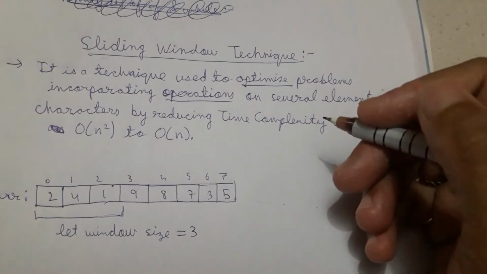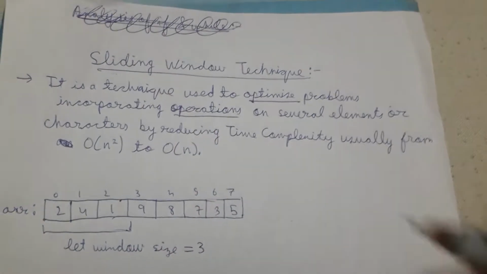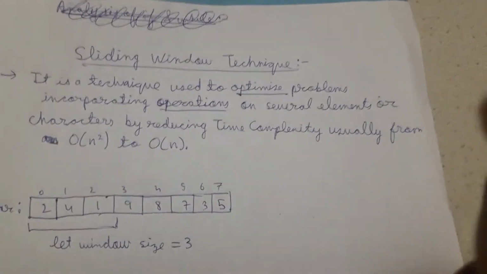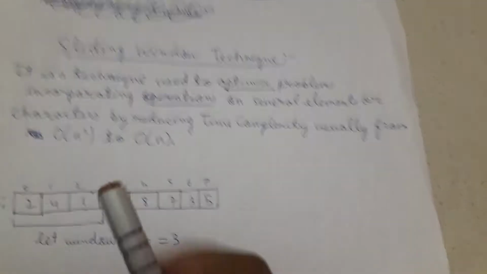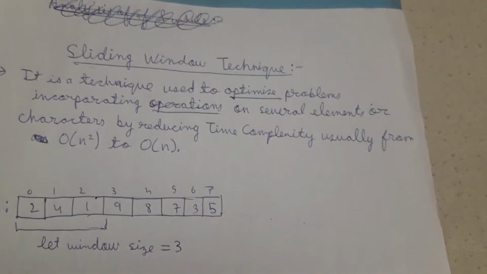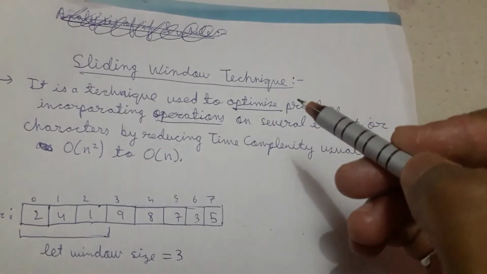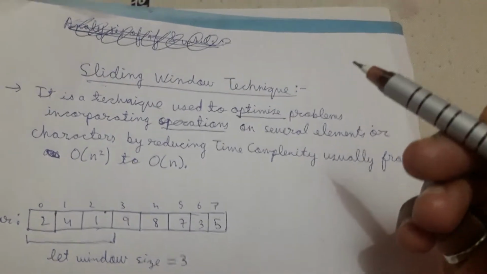We will be discussing the sliding window technique. It is a technique used to optimize problems incorporating operations on several elements and characters. By several elements, I mean we would be using standard data structures like arrays and strings. The sliding window technique is usually used to perform optimization problems on arrays and strings.